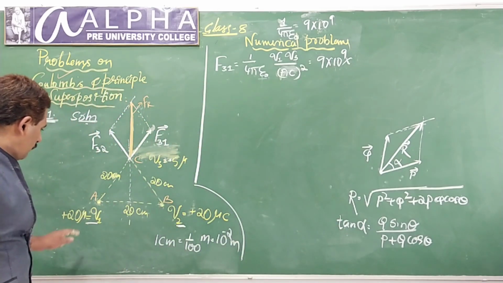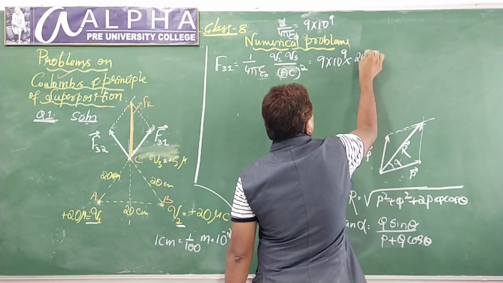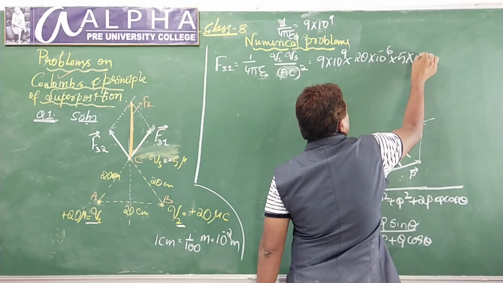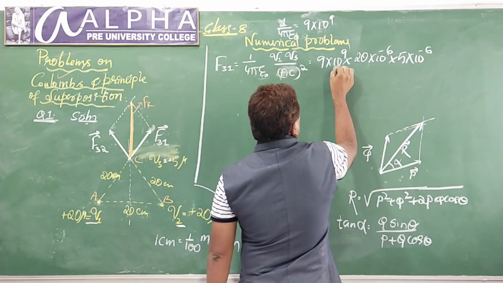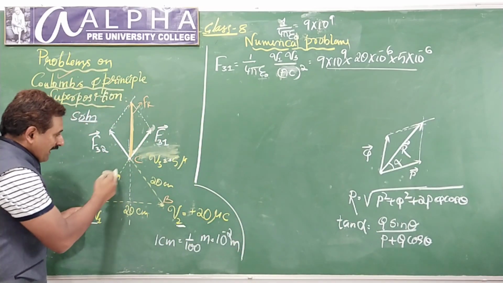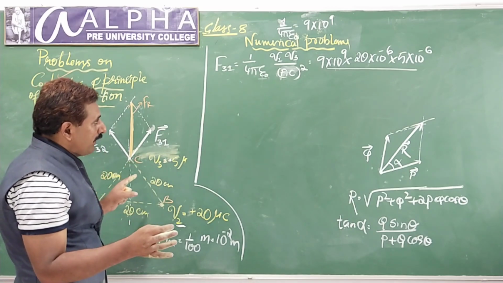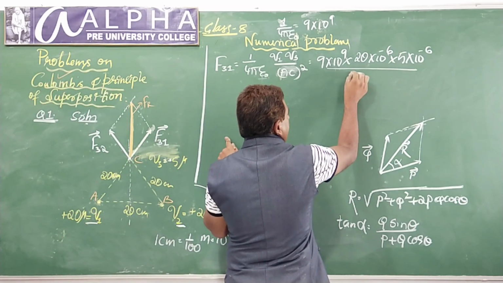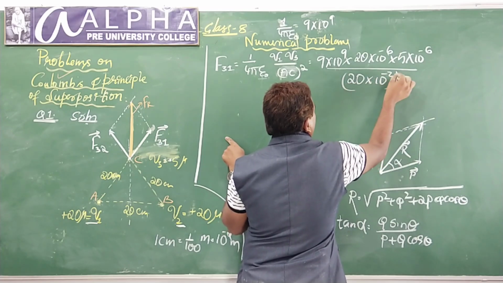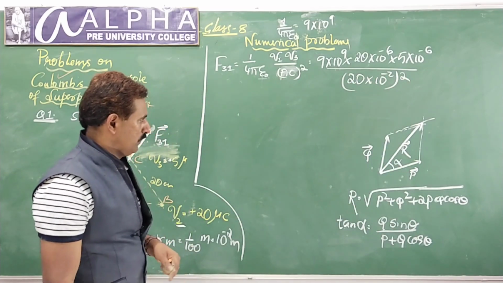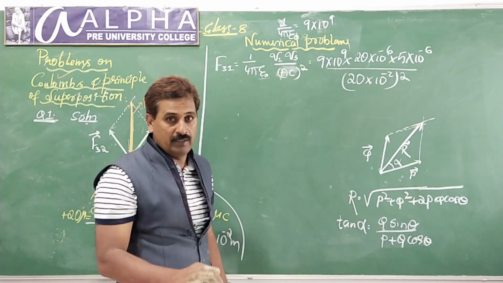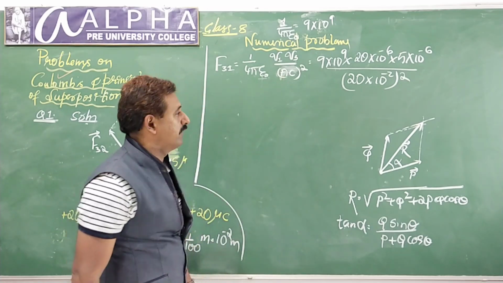What's the value of Q1? Q1 is 20 micro, right? 20 into 10 to the power minus 6. What is Q3? 5 micro, 10 power minus 6. If you are completely involved, once you look at the values, you need not look at them again and again, they are already in your mind. Just go on writing. What is separation? That is 20 centimeters. Centimeter in meter, 10 power minus 2, whole square. One simplification I will show you. Rest, I just write the values. If you simplify this, you will get so and so value. But since it is the first problem, I will show the simplification.